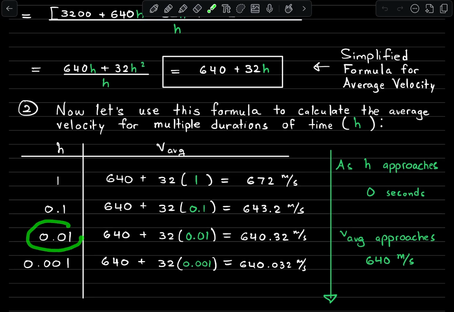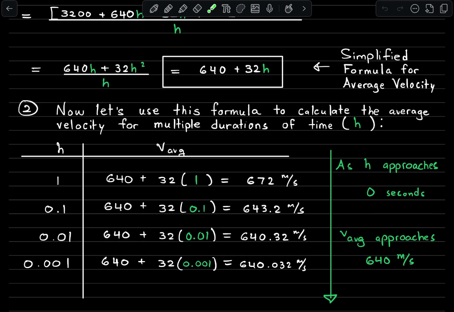Okay, we can do the same thing again. We now make it 0.01, so now we're talking between 10 and 10.01 seconds. This is the time span we're talking about. The average velocity on that time span is 640.32 meters per second. And if we get even smaller, 0.001 seconds, so now we're talking 10 to 10.001 seconds, that's the duration of time we're talking about, we get 640.032 meters per second. So we can clearly see that as h gets smaller and smaller, as it approaches 0 seconds.